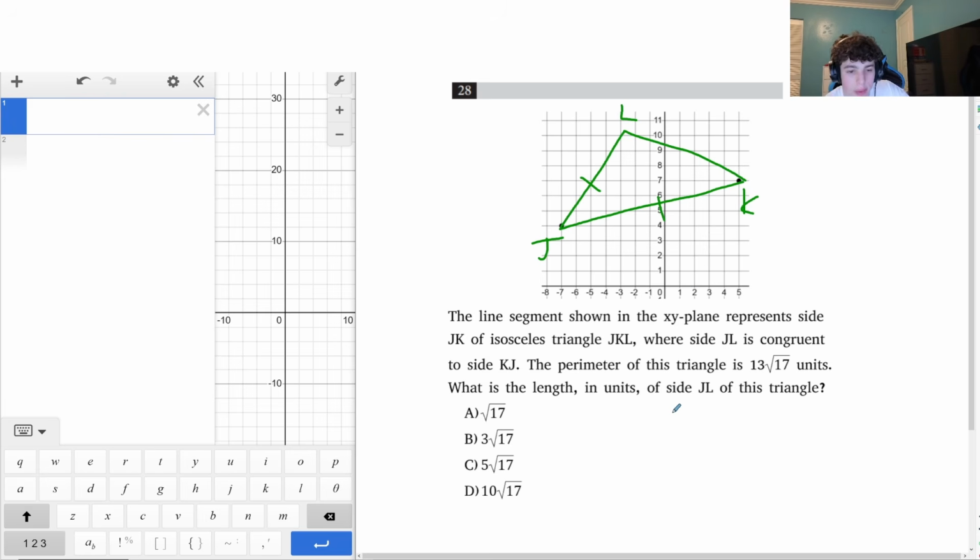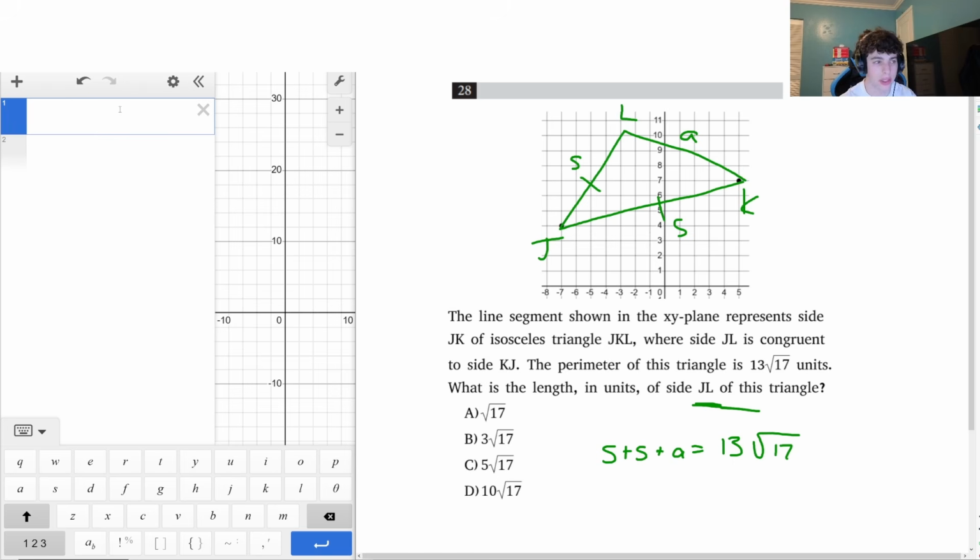Okay, so what I'm going to do here is if I'm given JK, right, and I know that JL is congruent to KJ, and then I have the perimeter, what I'm going to want to do is I know that S plus, let's just call this A, S plus A, that's going to be equal to 13 square root 17, right? And so honestly, if I want to find JL, I don't really even need to worry about the A. Really, all it's asking here is what is JL if JK has some length, right?